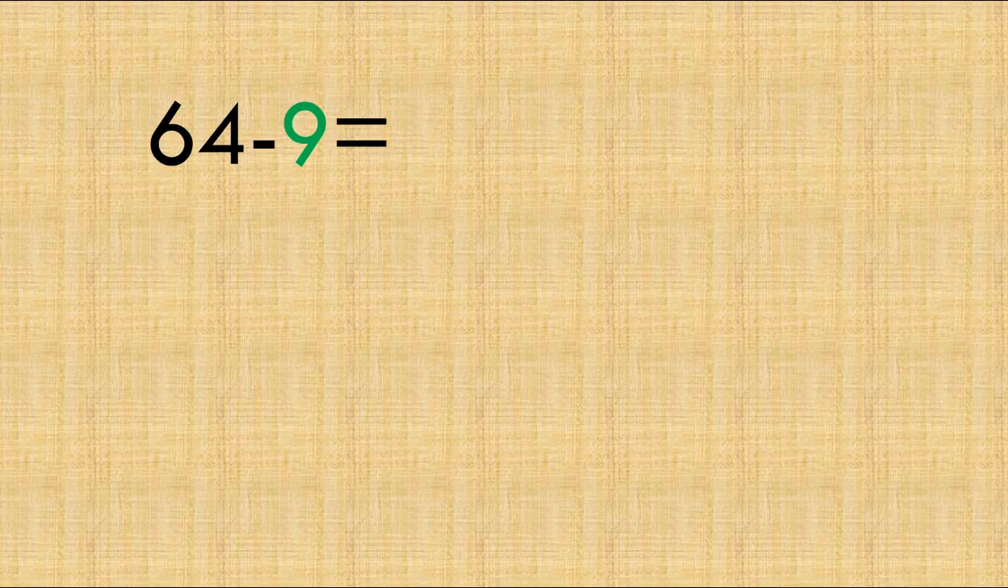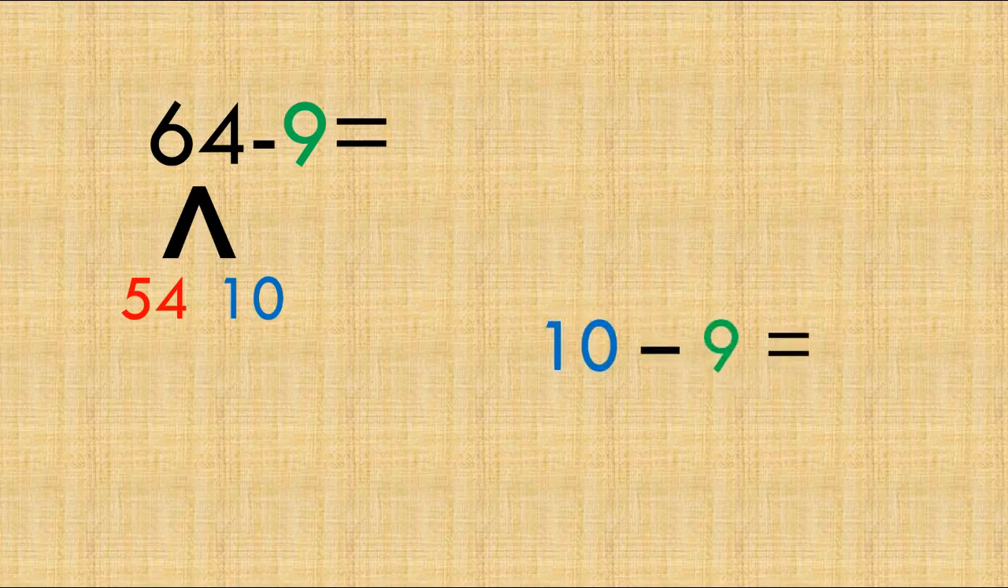All right, let's check to see if you got the same answer as me. I broke up the 64. I took out 10, and I had 54 left over. So my first number sentence I put down is 10 minus 9 equals 1. Do you agree with me? Alrighty, let's move on. Our next number sentence is 54 plus 1. What is 54 plus 1?